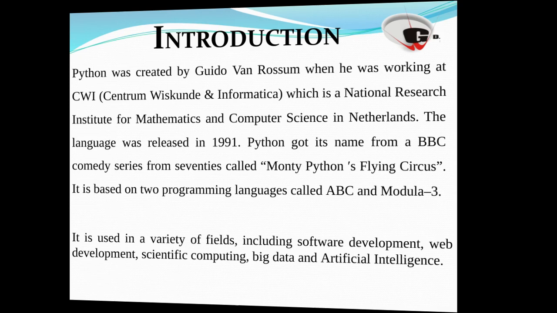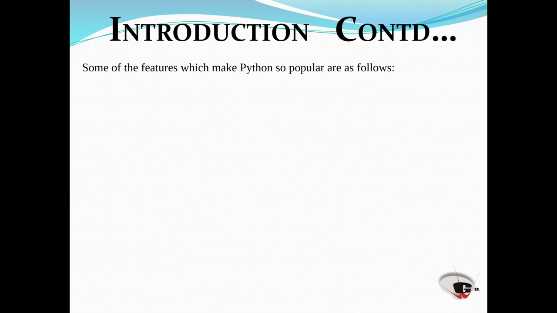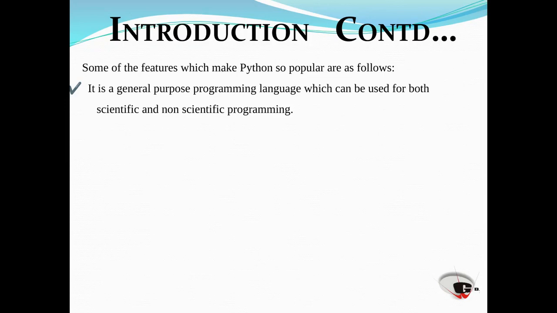Now, have you ever wondered what the features are that make Python so exquisite? The features that make Python so popular are: it is a GPL. What's a GPL, students? General purpose programming languages are basically a broad category of programming languages that can be used both for scientific and non-scientific programming. It is a platform independent programming language. That means it is not dependent upon any platform for programming.